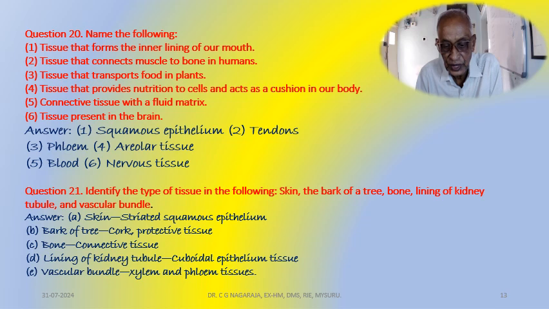Then the next question is tissue present in the brain. What is the tissue present in the brain? You know, brain contains millions of neurons, and neurons form nervous tissue.